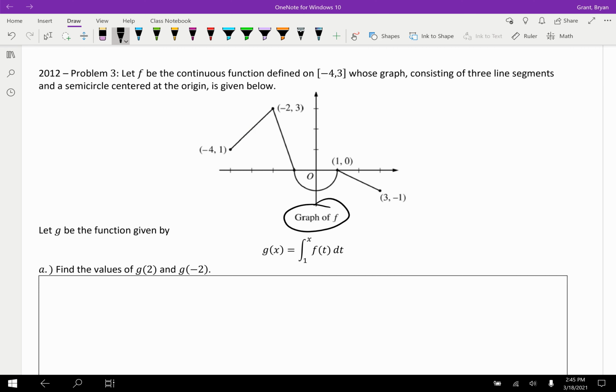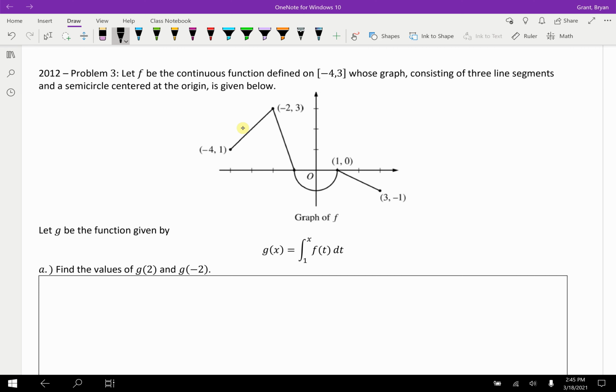If they said, where is the absolute max of f? You'd be like, here. There's no calculus. So what do? Well, they give us the function g. G is given by g of x equals the integral from 1 to x of f of t dt.